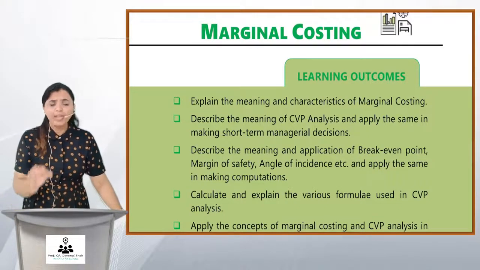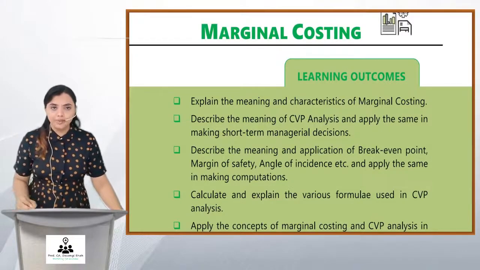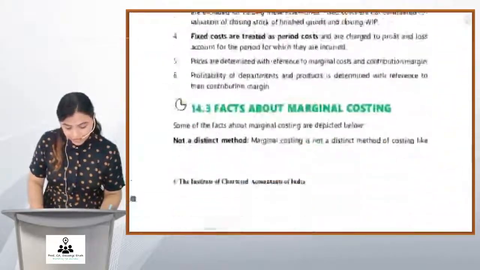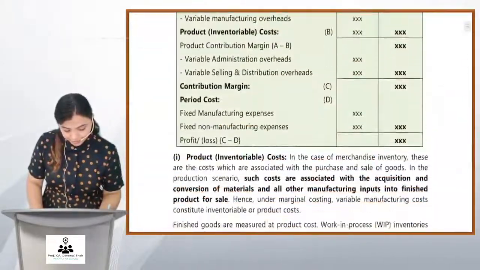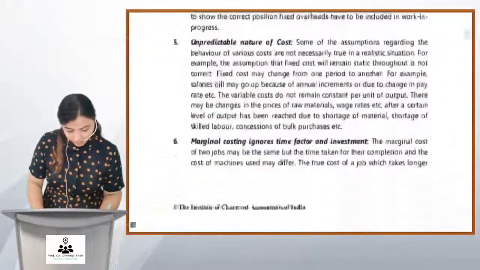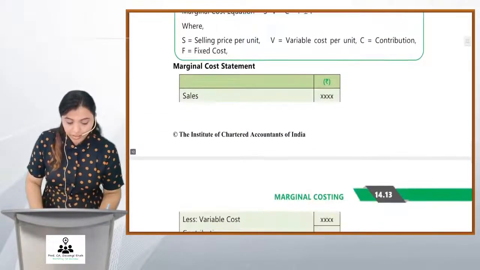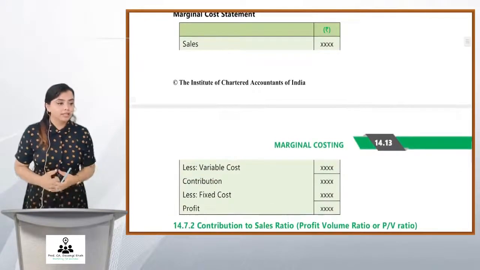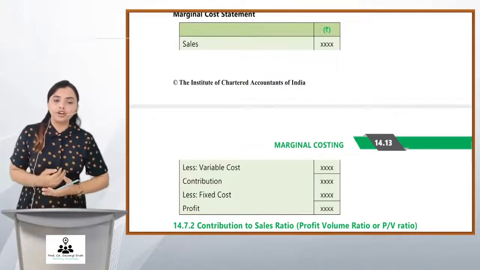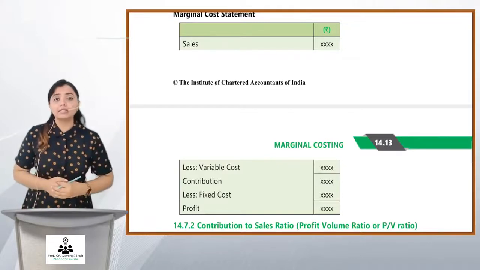Quickly I will take 5 minutes of time to go through the formulas that are there in this. So let's go to the formulas. Please scroll down. So friends, we must start with this marginal cost statement. It is sales minus variable cost gives you contribution, minus fixed cost gives you profit. This is a profitability statement made as per marginal costing.